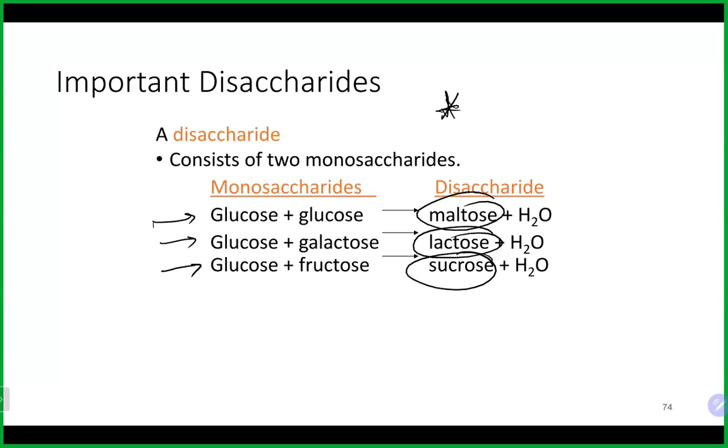So we're going to look at each of these a little closer in just a second, but overall, maltose is a result of two glucose molecules coming together. Lactose is a result of glucose and galactose coming together. And sucrose is a result of glucose and fructose coming together. So again, you do need to know those. Let's take a look at each of these here.